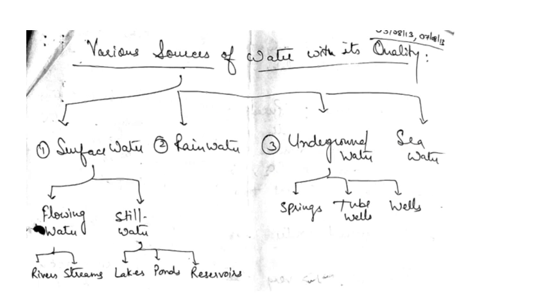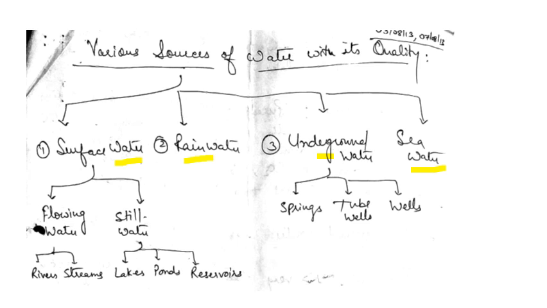Now we see from where the water comes, the various sources of water with their quality. Then only can we understand which kind of water it is and how we go for using it in the application. So we can divide the sources of water into four main types. The first is surface water. The second is rainwater. The third is underground water. And the fourth is seawater.